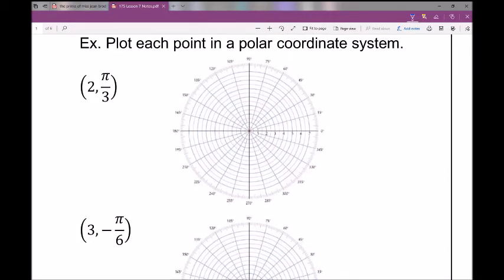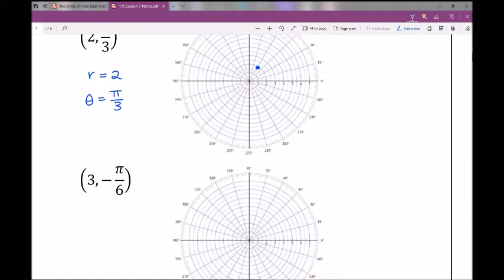First, we have the point 2 comma pi over 3. So r is equal to 2 and theta is equal to pi over 3. So all this means is that we start at the origin, we go out to the circle of radius 2, and we go around that circle until we hit the angle pi over 3, or as our graph paper says, 60 degrees. So the point 2 comma pi over 3 would be right there. Alright, let's try another example.